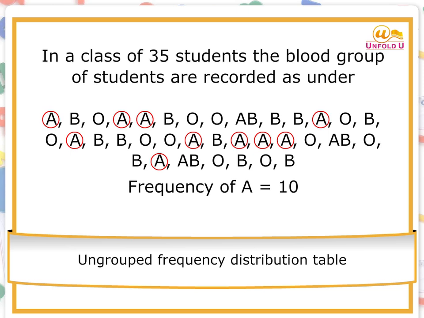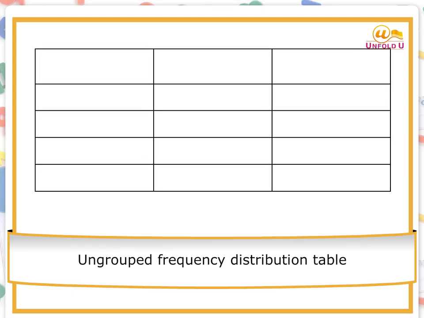To represent such data in a more understandable form, we prepare an ungrouped frequency table. Make a table consisting of 3 columns and 5 rows. In the first row, write blood group in the first column. There are 4 types of blood group, thus write A in the second row of the first column, B in the third row, O in the fourth row, and AB in the fifth row of the first column.